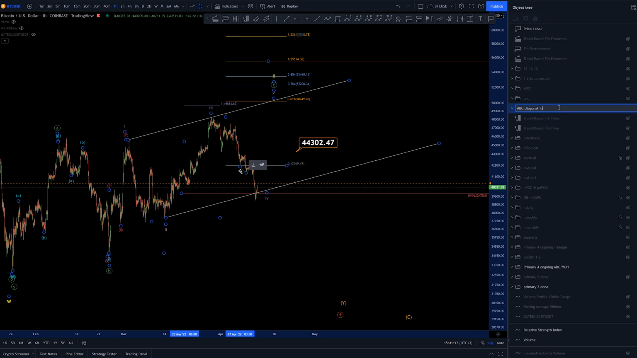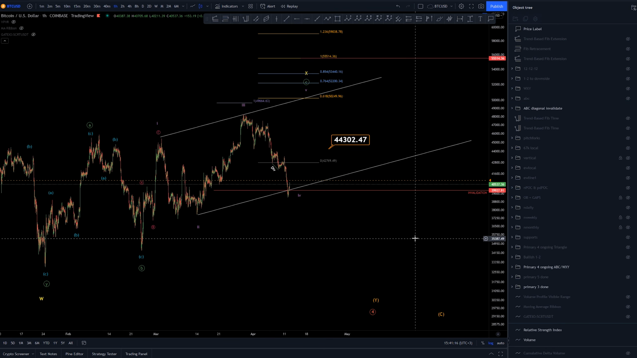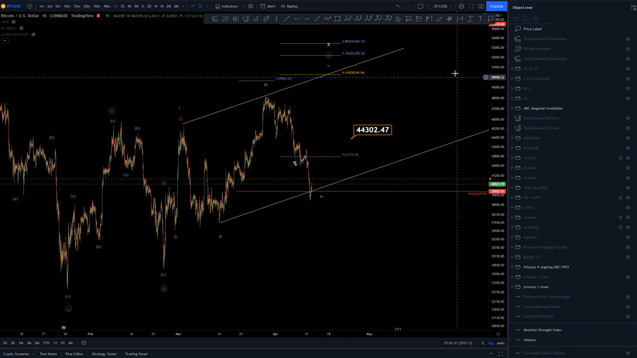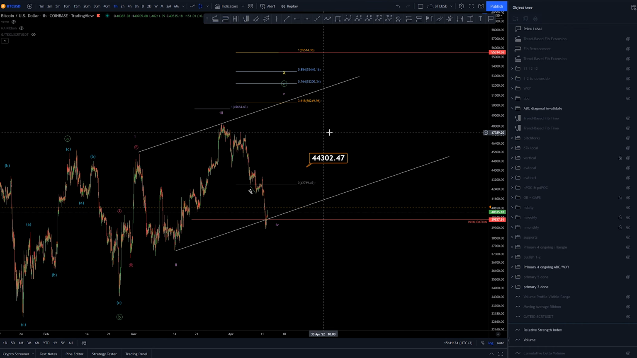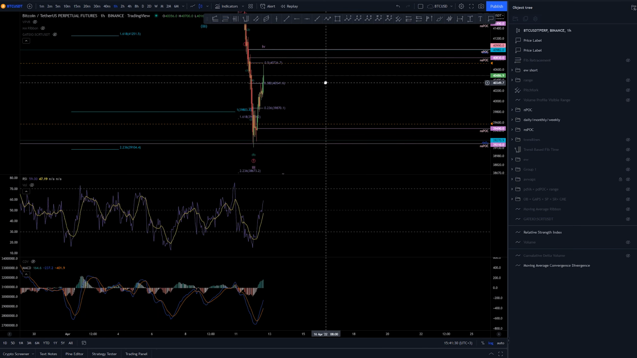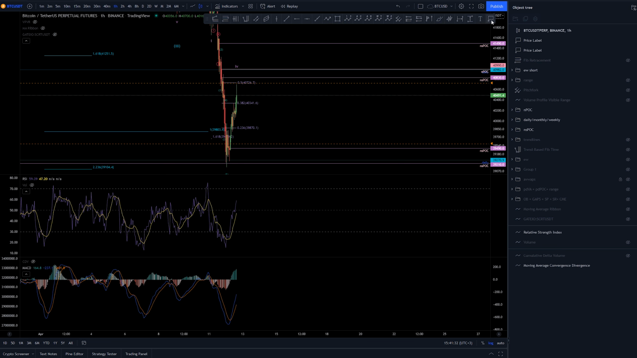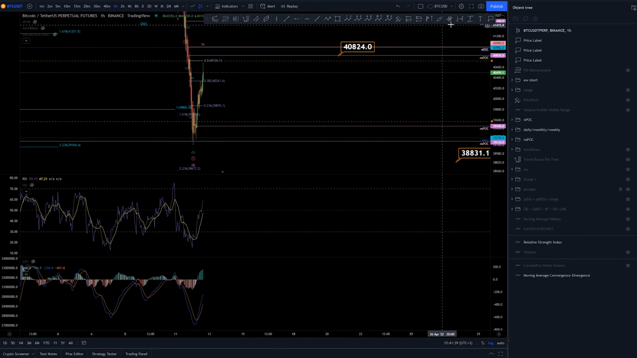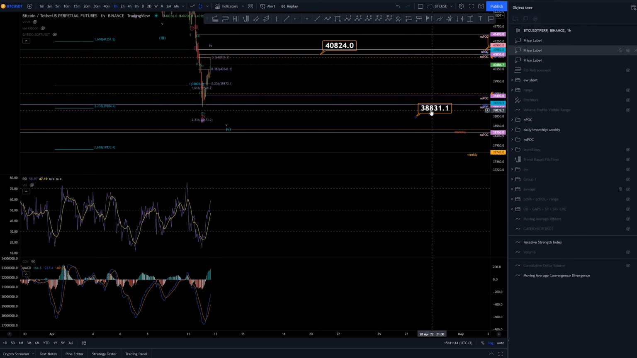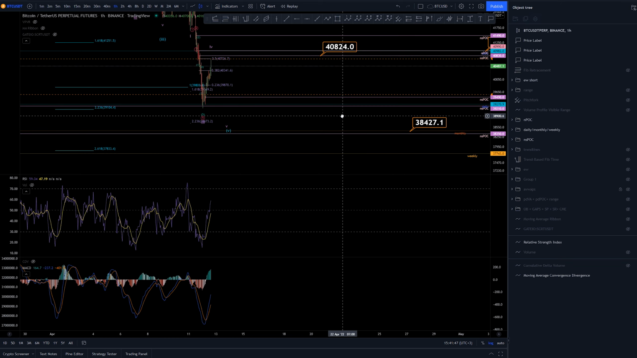So I'm still going to keep it just for seeing if there's another possibility somewhere here, or maybe just a bit different count. But yeah, I think those are the main ones that I wanted to show you. Again, on short time frame, I would be looking for these highs here around the 40.8k area, and then the below us levels would be around here at 38.4.